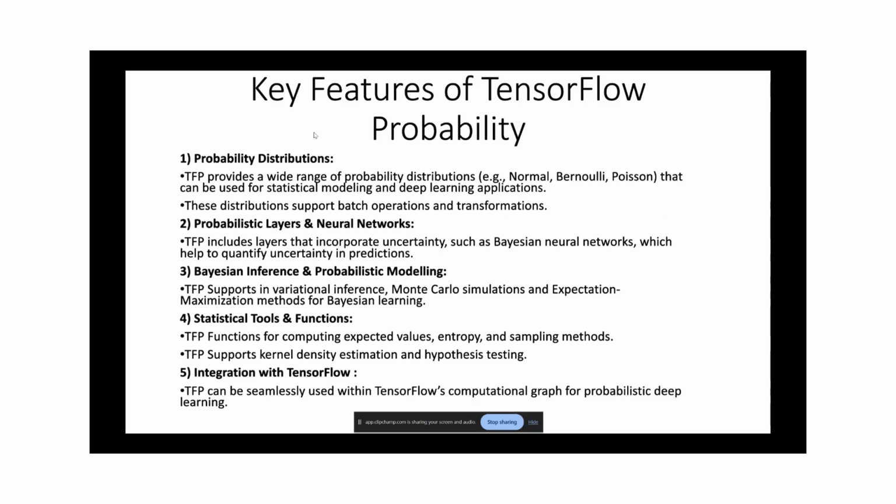Fourth one, statistical tools and functions. TFP has functions for computing expected values, entropy, and sampling methods. It also supports kernel density estimation and hypothesis testing. And lastly, integration with TensorFlow. TFP can be seamlessly used within TensorFlow's computational graph for probabilistic deep learning.